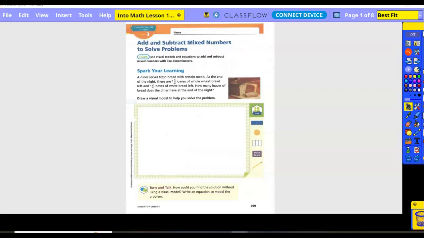Fourth grade math lesson 15.3. Add and subtract mixed numbers to solve problems. I can use visual models and equations to add and subtract mixed numbers with like denominators.